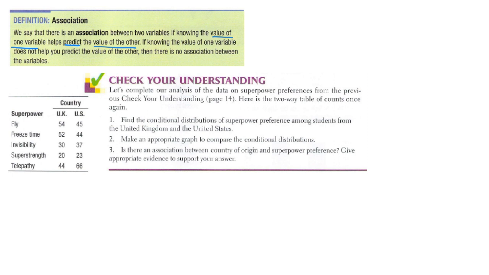If knowing the value of one variable does not help you predict the value of the other, then there's no association. We're not going to say they're independent right now because we're going to have different criteria that meets that independent category, but we're just going to say that there's an association or there's no association.